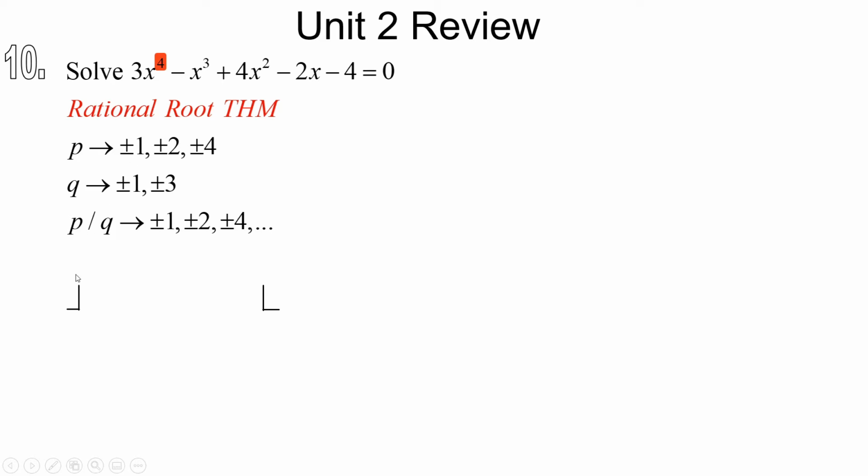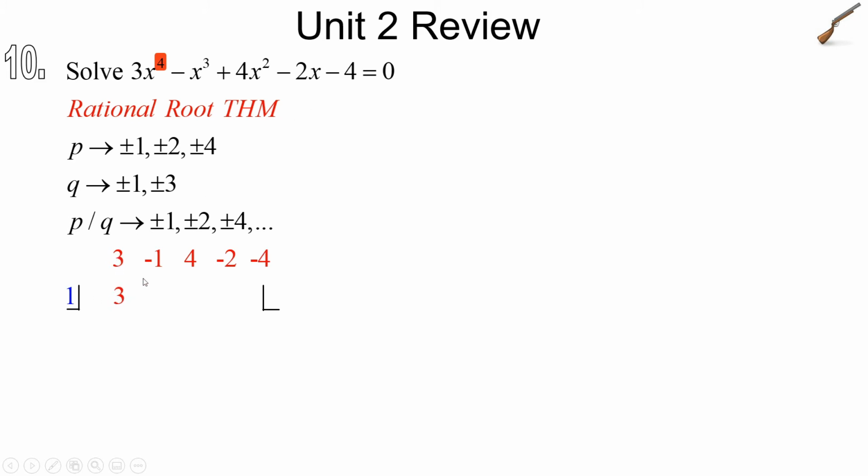All right, let's put a 1 in the box, and then let's write down the coefficients of our quartic here. We're going to do a shotgun method. So the quartic coefficient would be a 3. The cubic would be a negative 1. The quadratic would be a 4. The linear would be a negative 2. And the constant would be a negative 4. All right, so shotgun method. Let's bring down the 3.